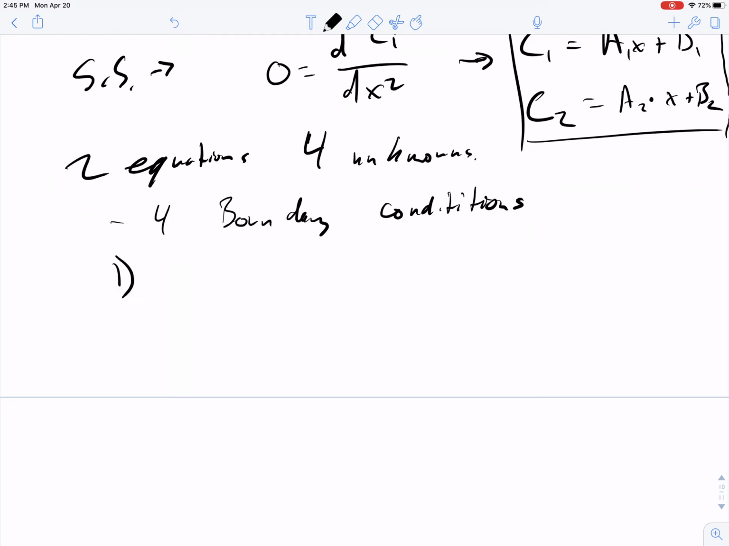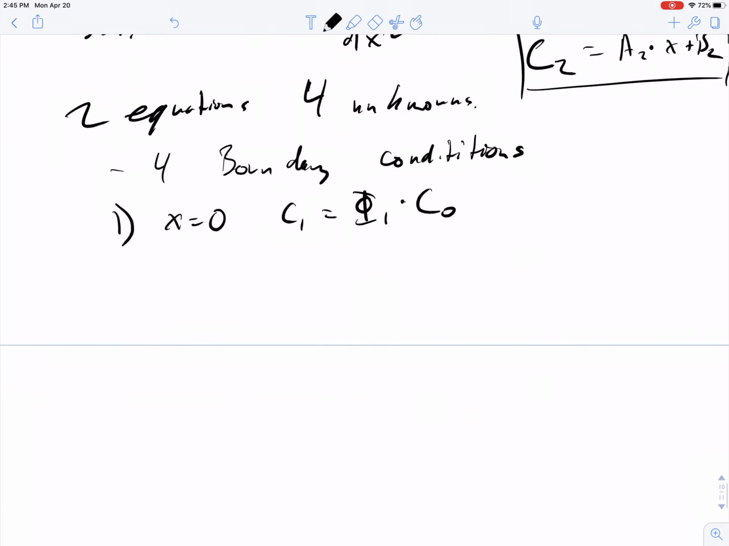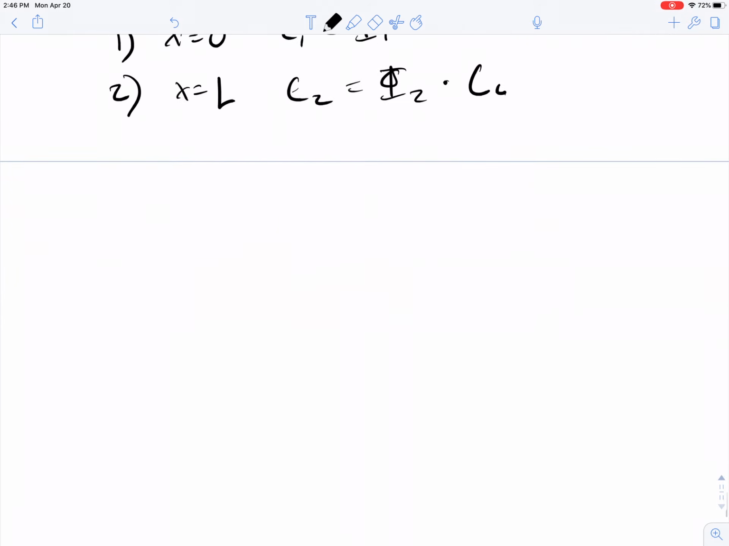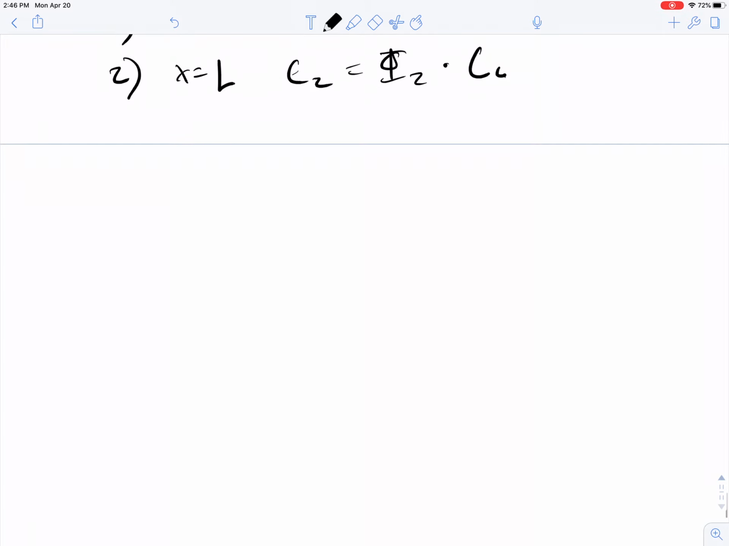So the first one is that at x equals 0, we have C1 is equal to that partition coefficient 1 times the bulk concentration on the outside. That's great. Number 2, we have at x equals L, C2 is equal to the partition coefficient times the bulk concentration on the outside. This could be a very small number, especially if the patch or something was just applied. Okay, then we have this region in the middle.